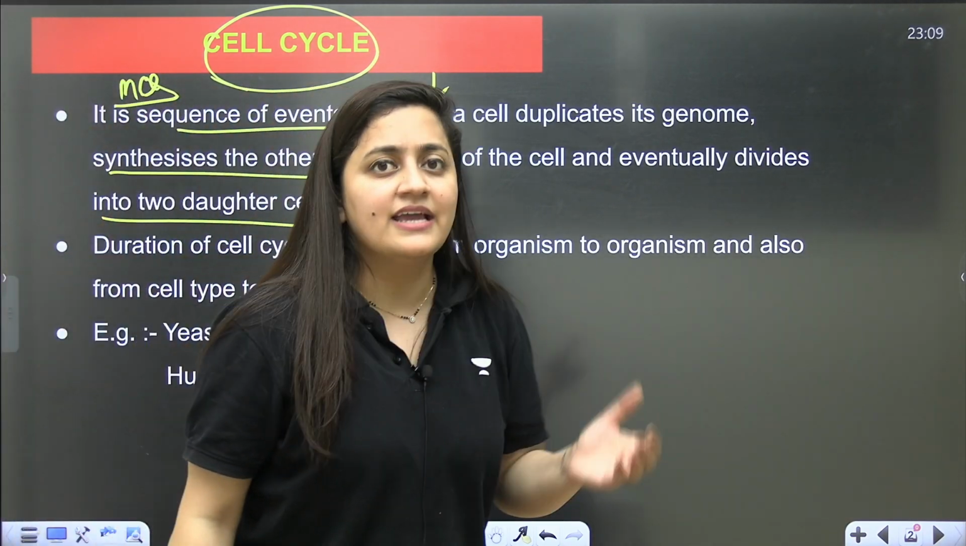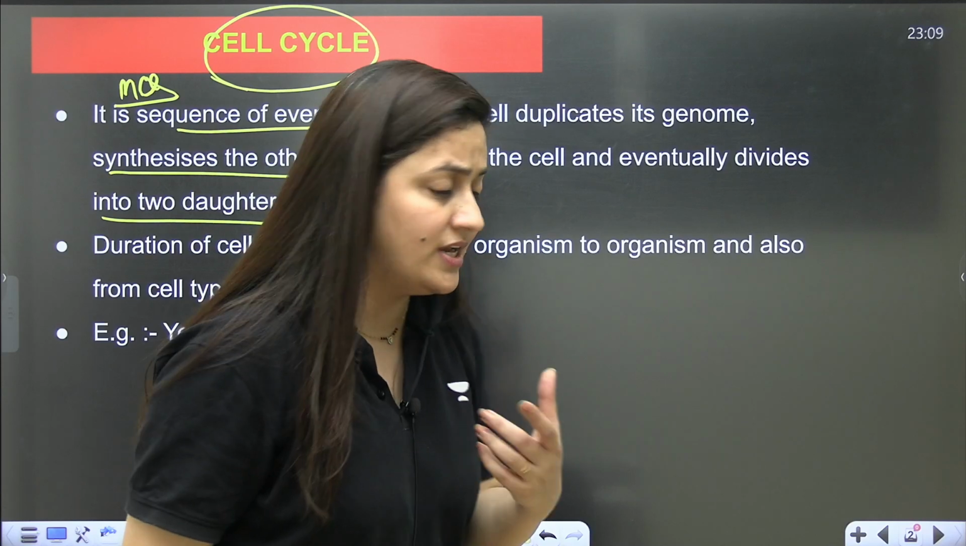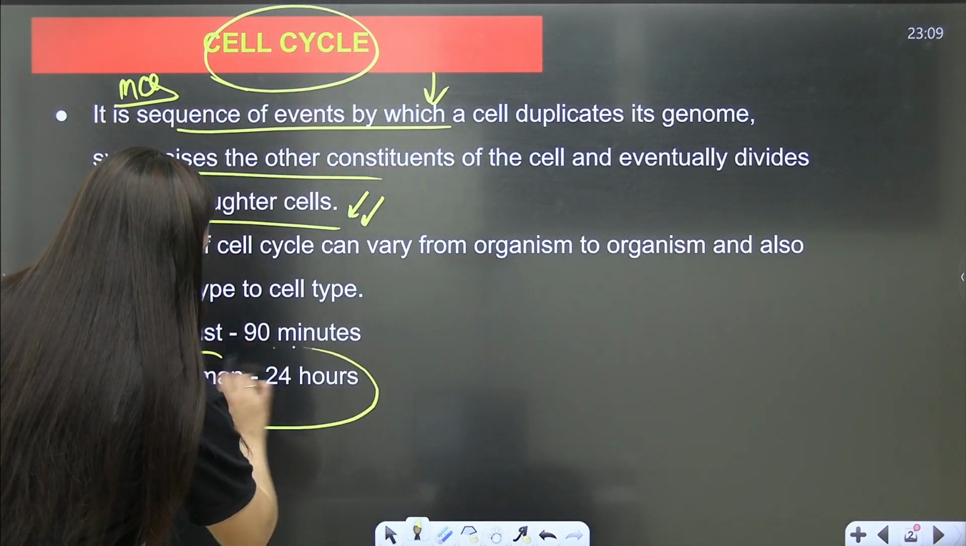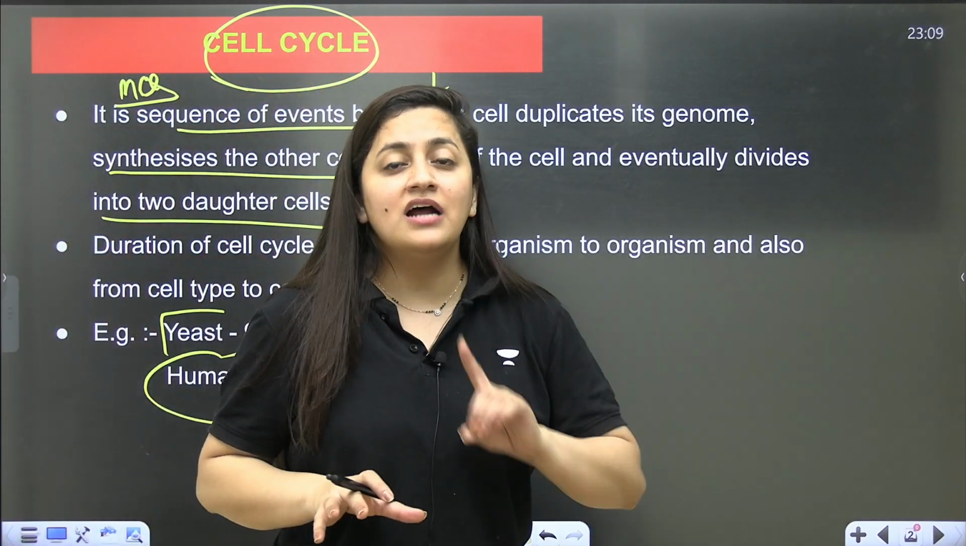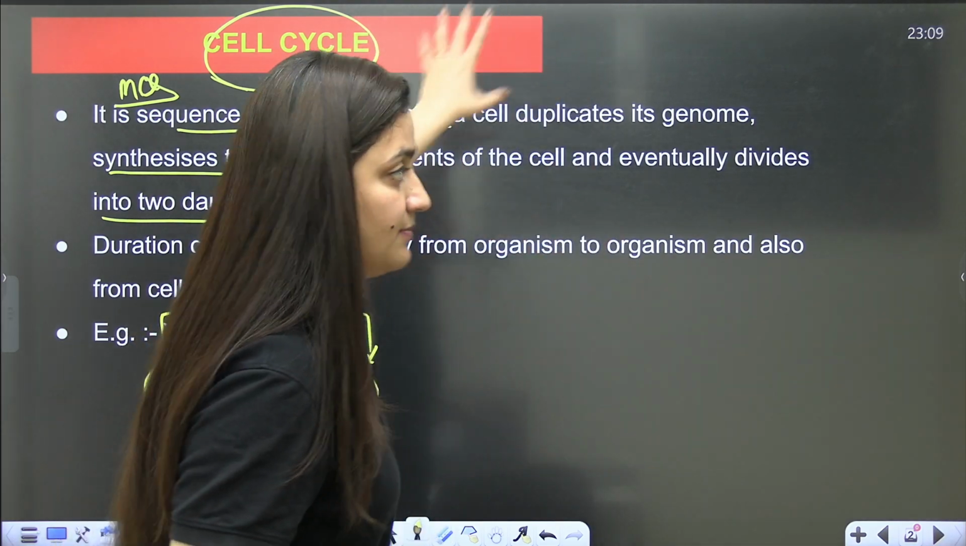And the duration of the cell cycle varies from individual to individual. Like in the human cell, it is 24 hours, and for the yeast it is 90 minutes. So basically in 24 hours a human cell is going to divide once. This is about the cell cycle.